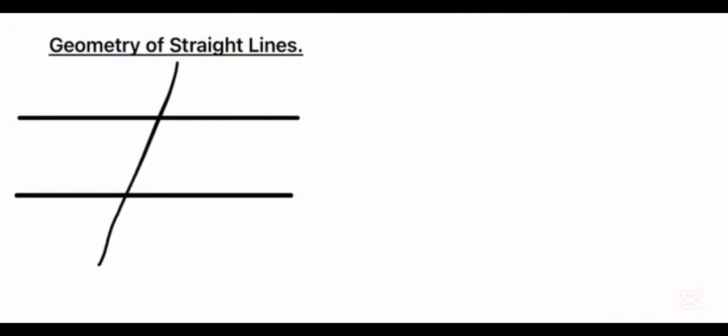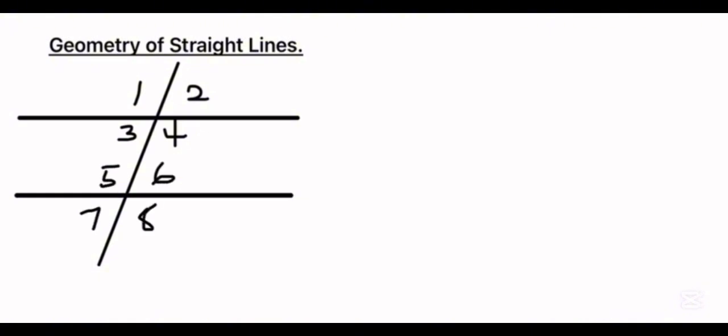Now, this other line that we're going to talk about is a transversal line. A transversal line is a line that intersects two lines, in this case parallel lines. Now the intersection of these lines forms angles. We'll be talking about the relationship between these angles formed. Now this is an angle, let's call this angle 1, angle 2, angle 3, angle 4, angle 5, 6, 7, and 8. We're going to be studying the relationship between these angles.